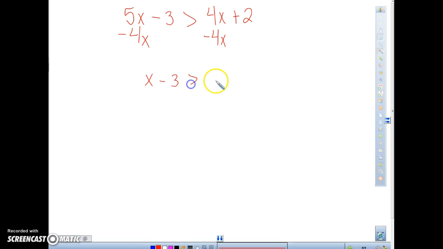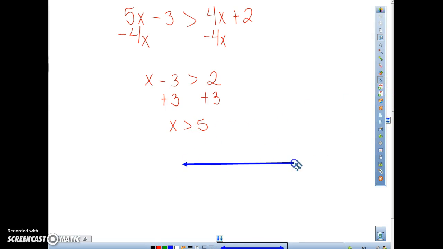Okay, example number 3. 5x minus 3 is greater than 4x plus 2. Again, I always want your variable on the left side, so start off with that. Subtract the 4x over. So you get x minus 3 is greater than 2. Add the 3. So you get x is greater than 5.